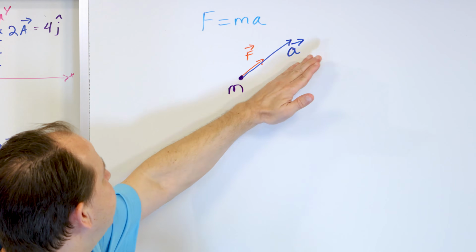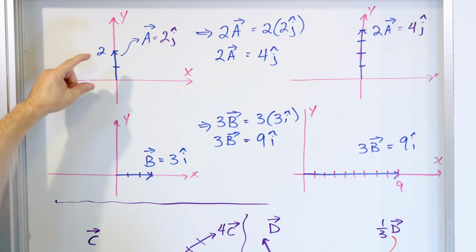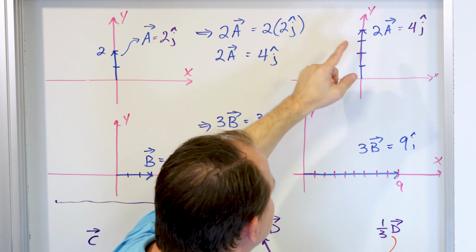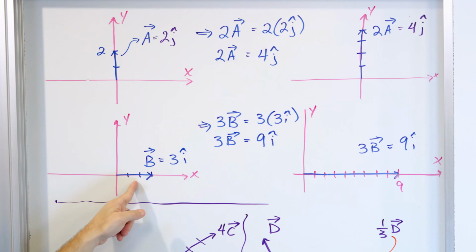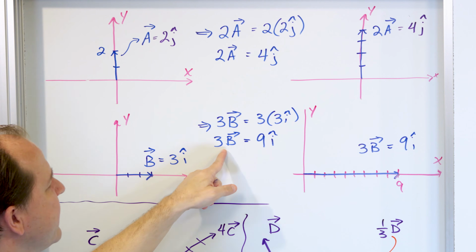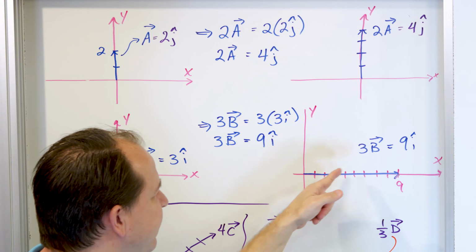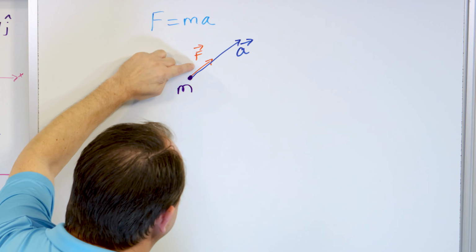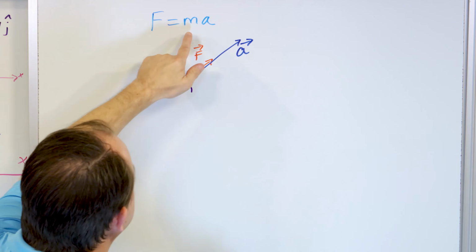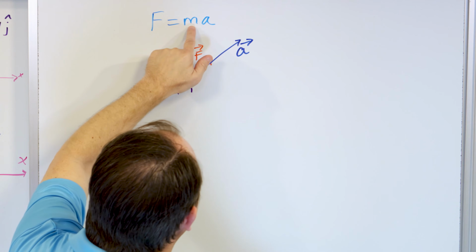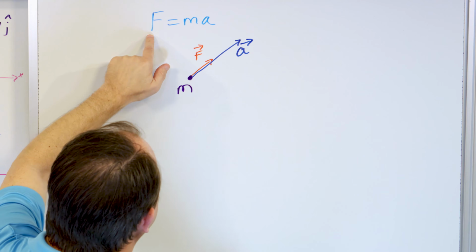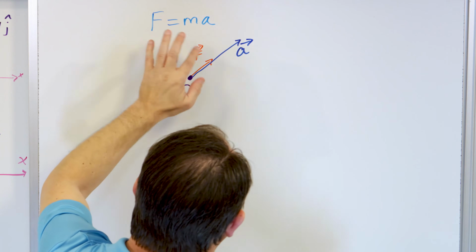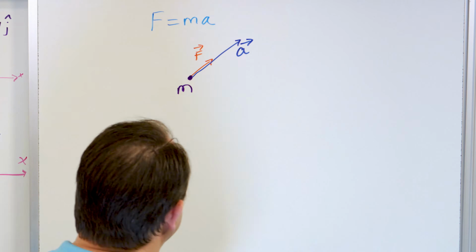Now I want you to compare the situation to what we have over here. If we have a vector multiplied by a number, it produces another vector, same direction, just different length. If we have a vector here multiplied by a number, then it produces a new vector, which is either longer or shorter, but in the same direction. Here I'm telling you that we have a force vector multiplied by a number, and it has corresponding to it another vector, which is either longer or shorter than it, and so they're pointed in the same direction.